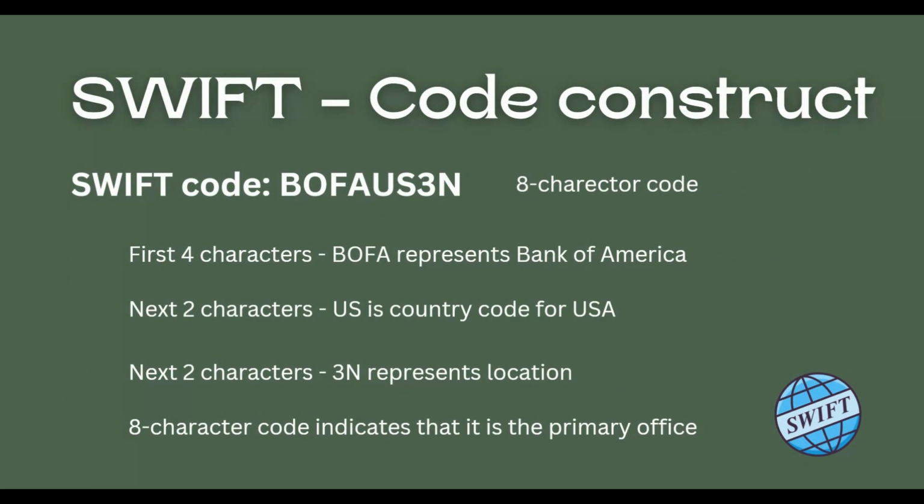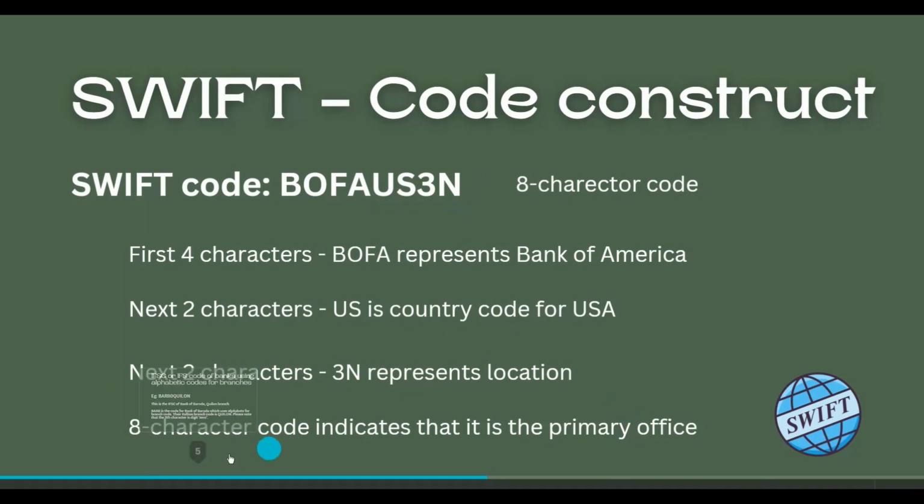Let's see a couple of SWIFT codes to understand the structuring of these codes. Here on the screen is an 8-character code. The first 4 characters, BOFA, represent Bank of America. The next two characters, US, is the country code for USA. The next two characters, 3N, represent the location. An 8-character code indicates that it is the primary office.